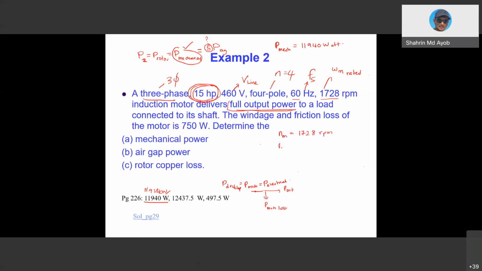We need to calculate the synchronous speed, because slip is actually (N_sync minus N_m) over N_sync. So N_sync you use 120 multiplied by the frequency supply over the number of poles. So this one, 120 multiplied by 60 over 4. So you should get 1800 RPM.